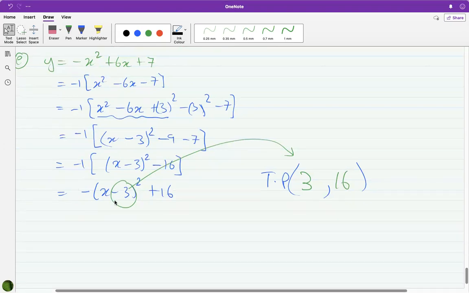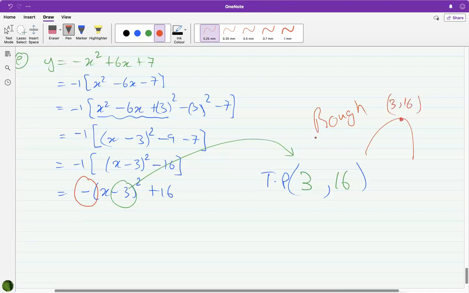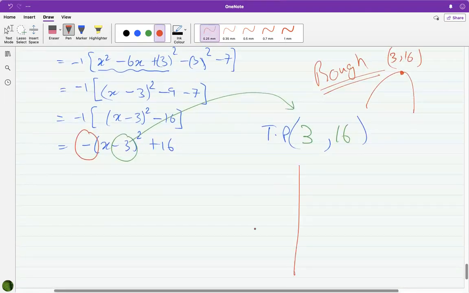Okay, for now, I can see two things. One, it is a negative number, so that means it will be a sad face. So, a rough sketch: it will be a sad face and the turning point will be 3, 16. Why am I drawing a rough sketch? There is a reason. If I consider the y-axis and x-axis, I'm not actually very sure about 1, 2, 3: x is 3 and y is 16. This is a sad face, but I'm not sure.